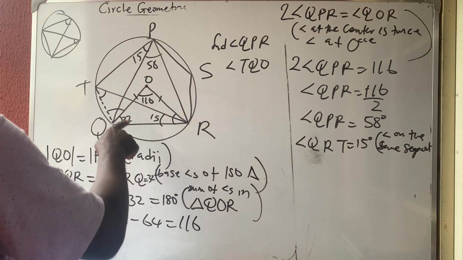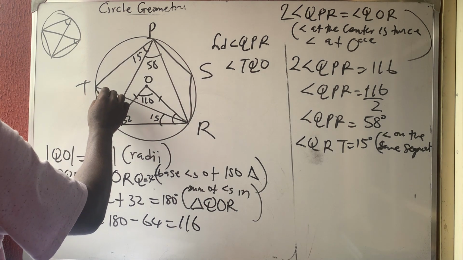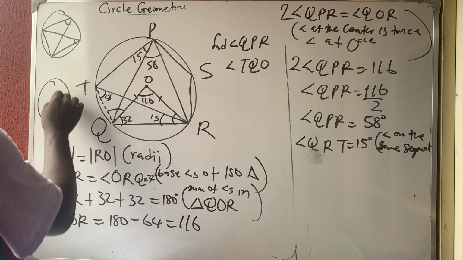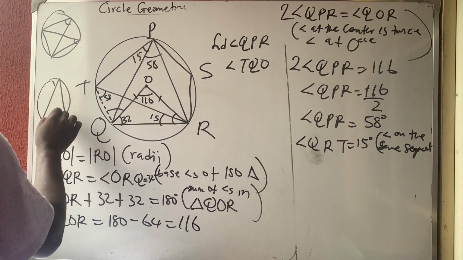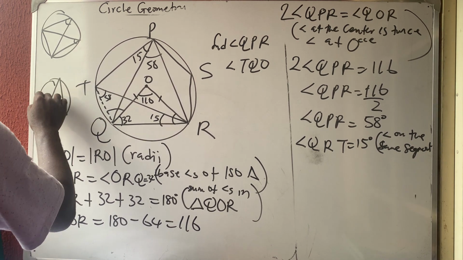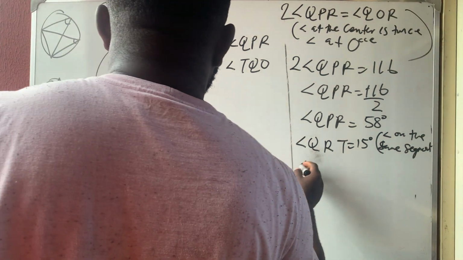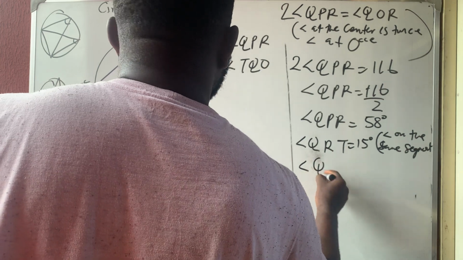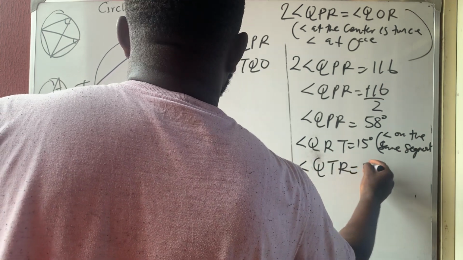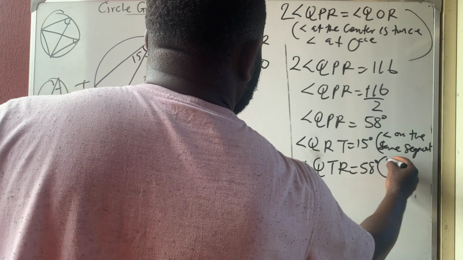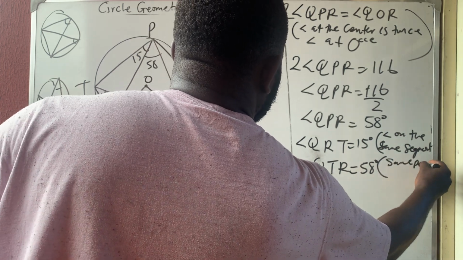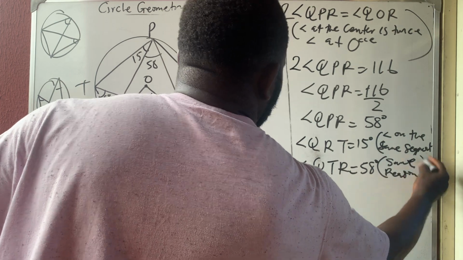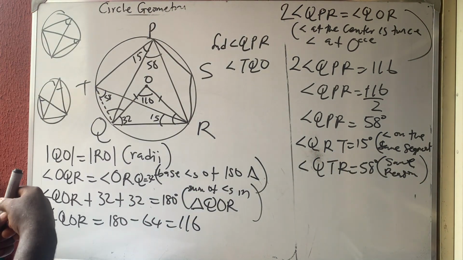Yes. Because look at that. Here is 58. I have this chord, and this one moves this way, and this one came like this and like this. So here must be equal to here. So we tell them that angle QTR is equal to 58 degrees. My reason is the same reason as the other one. Angle on the same segment.